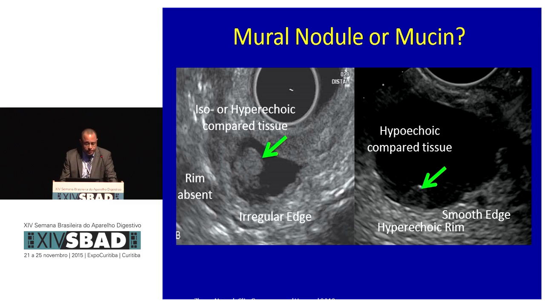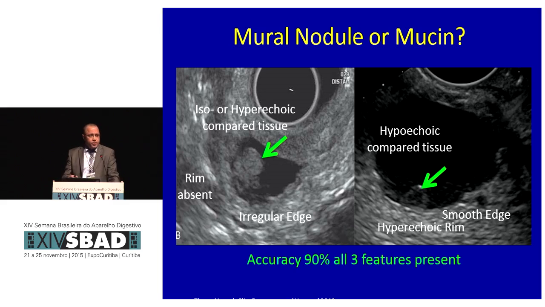To the right, there is a rim. So if all these features are present, then your EUS is 90% accurate in saying that the left lesion is cancerous and the right lesion is mucin.